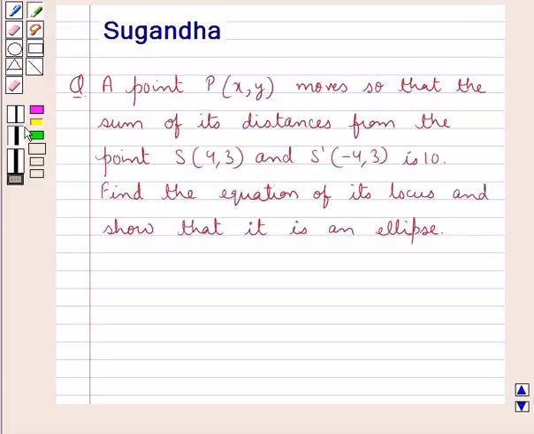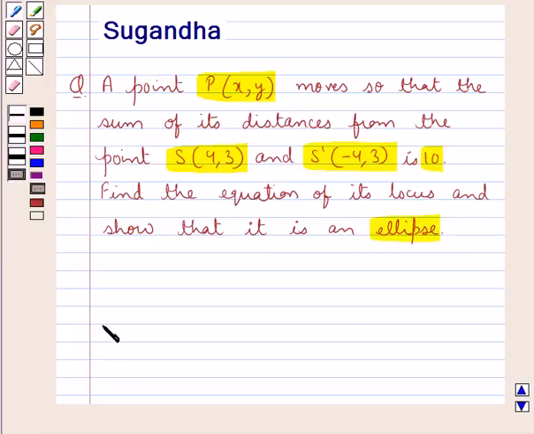In this session, we discuss the following question that says, a point P with coordinates x, y moves so that the sum of its distances from the point S with coordinates 4, 3 and S dash with coordinates minus 4, 3 is 10. Find the equation of its locus and show that it is an ellipse.